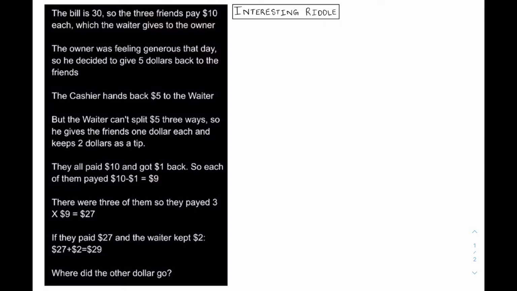Now, if you understand this riddle or have solved it before, good job! Otherwise, if you're perplexed by this riddle, don't be. It was pretty difficult for me as well. Let's go ahead and solve it together.